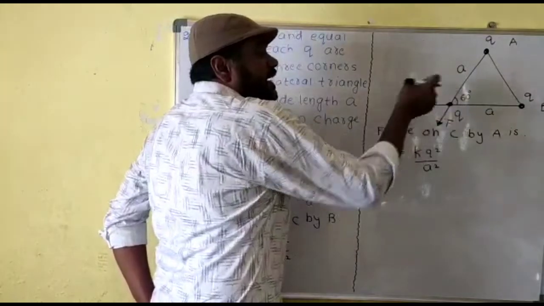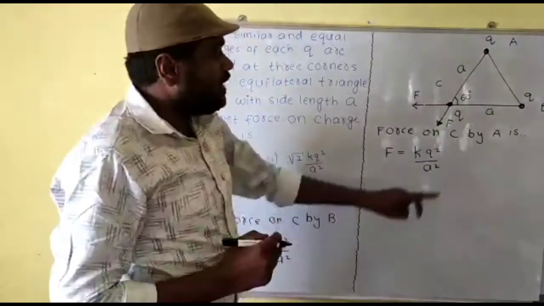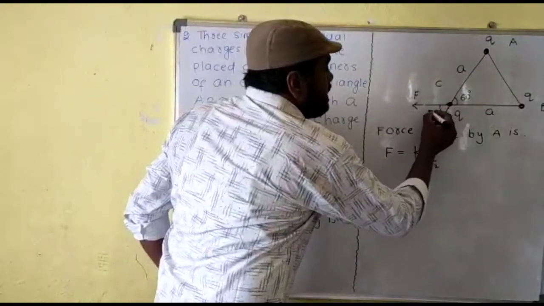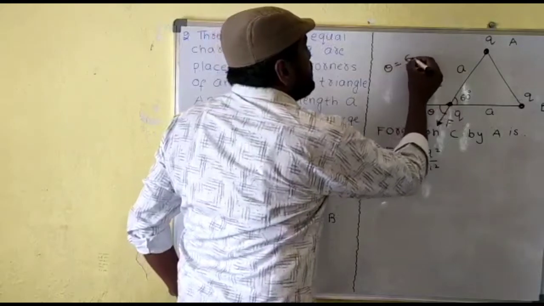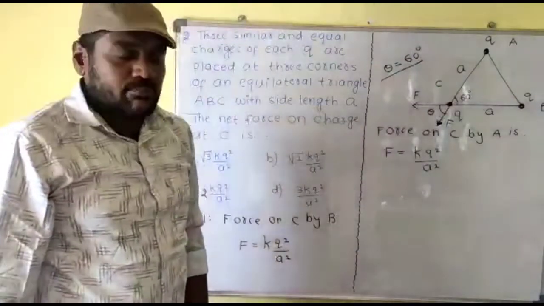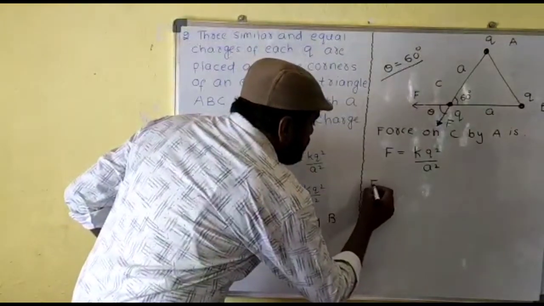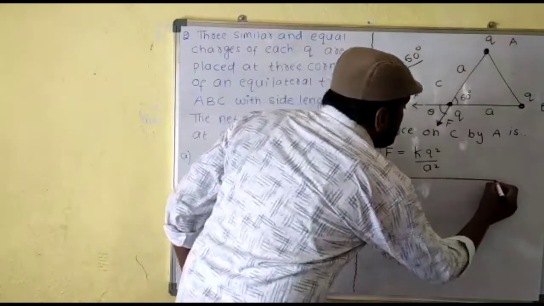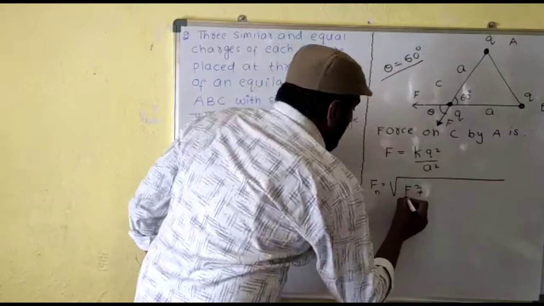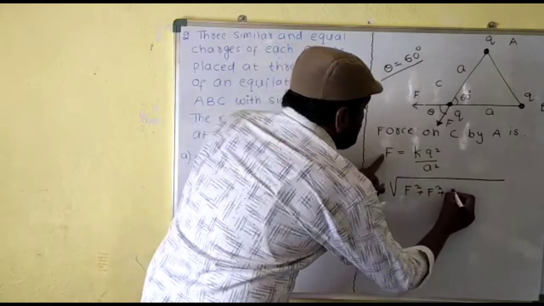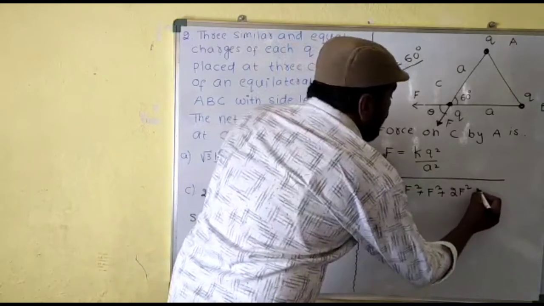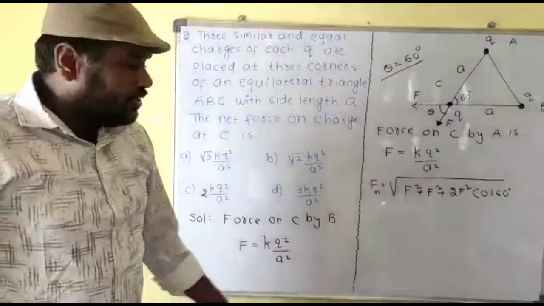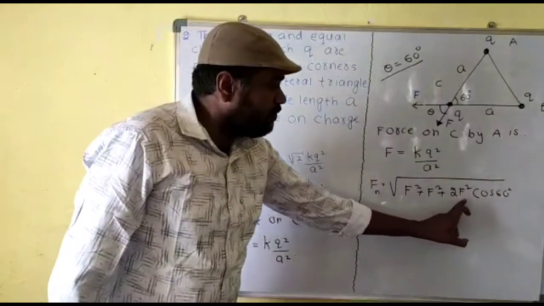Therefore on the charge at C, two forces are acting, one by B and one by A. The angle between them is theta, and this theta is 60 degrees. Just observe the diagram. So what is the total force? The net force F is equal to the square root of F1 square plus F2 square plus 2F1F2 cos theta, that is F square plus F square plus 2F square cos 60. I hope all of you understand.